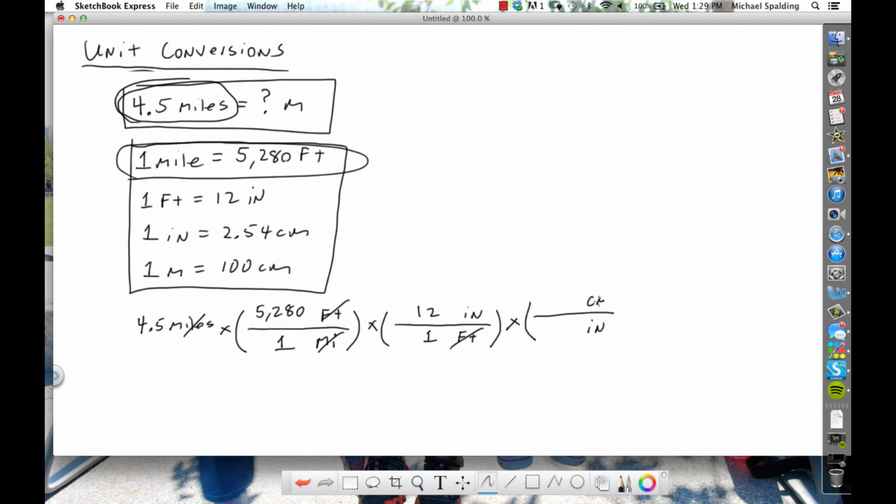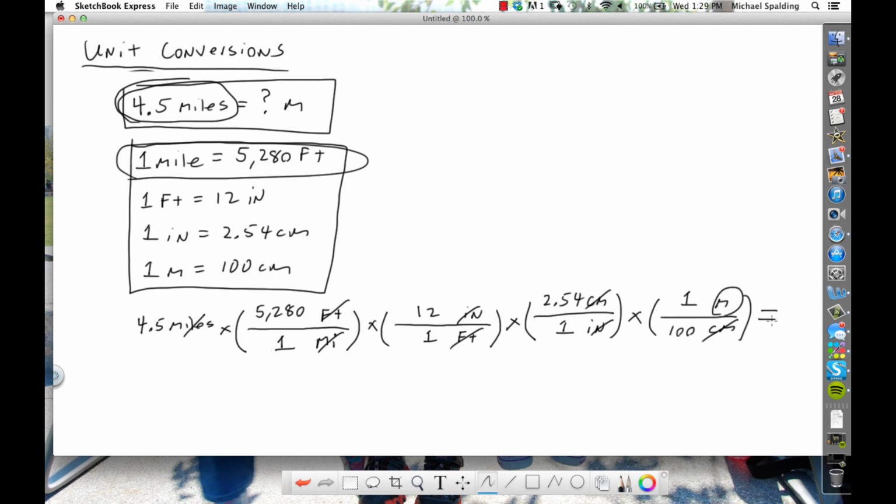Inches to centimeter. 1 inch is 2.54 centimeter. And then the last one, which will take us to meter, is centimeter and meter. 1 meter is 100 centimeters. And then what's the unit we're left in? Meters. We're left with meters.